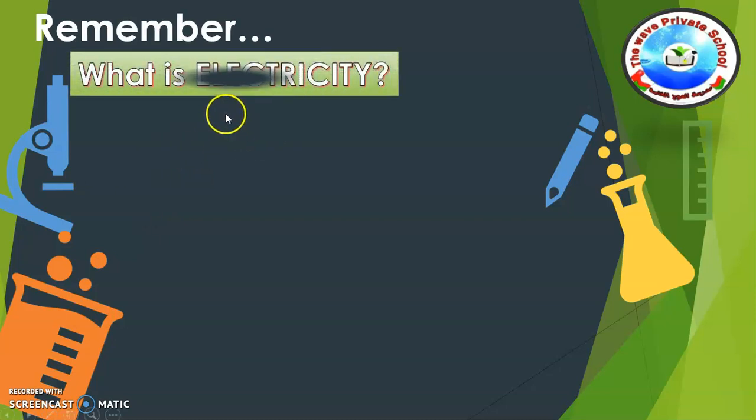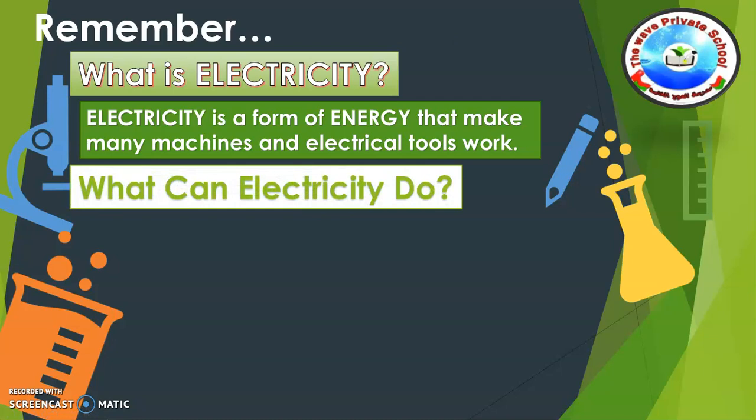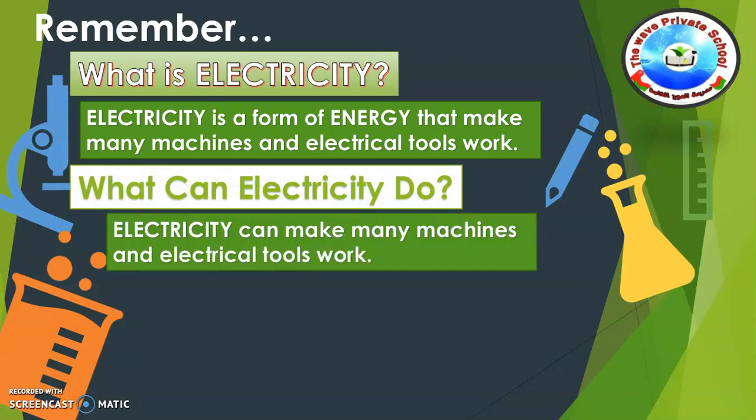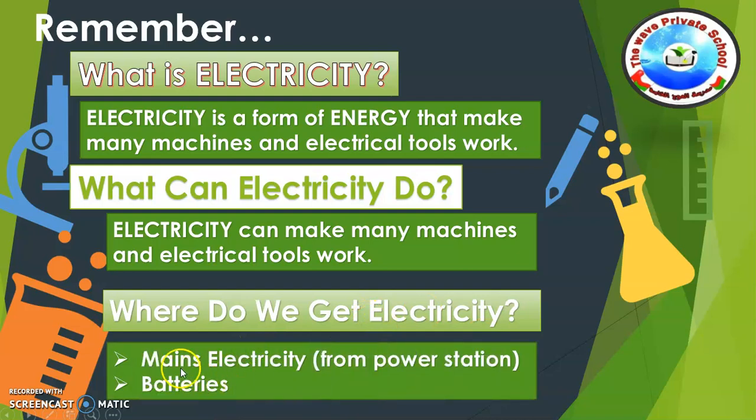Before we end, a simple reminder for you. What is electricity again? Electricity is a form of energy that makes many machines and electrical tools work. What can electricity do? Electricity can make many machines and electrical tools work. And then, where do we get electricity? We discussed two. The mains electricity, which comes from the power station. Different power stations, we are going to discuss in the next lesson. And of course, we can get electricity also from the batteries.